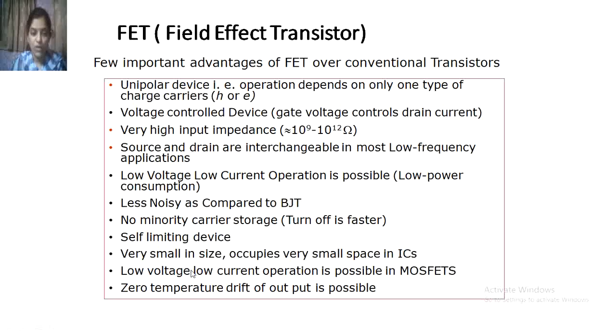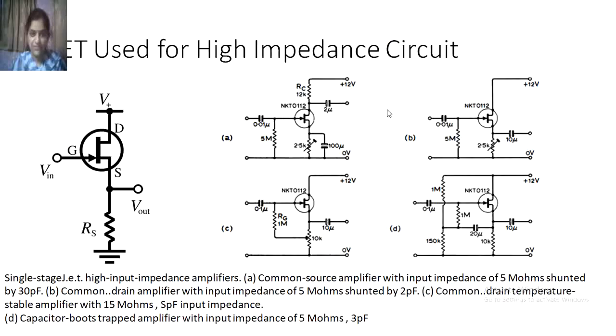Then low voltage, low current operation is possible in MOSFETs. Also, zero temperature drift of output is possible. So, these are the important advantages of the FET over the conventional transistor.